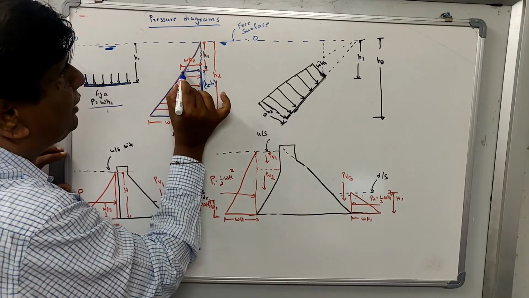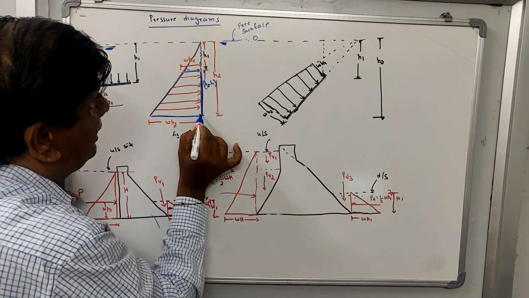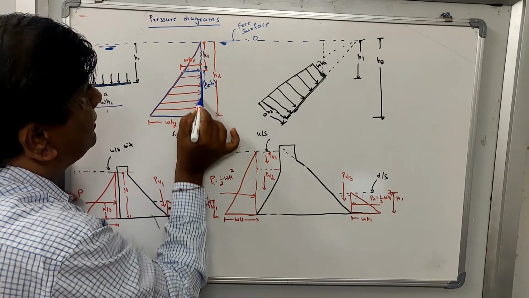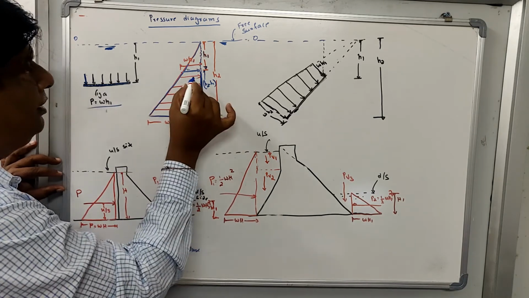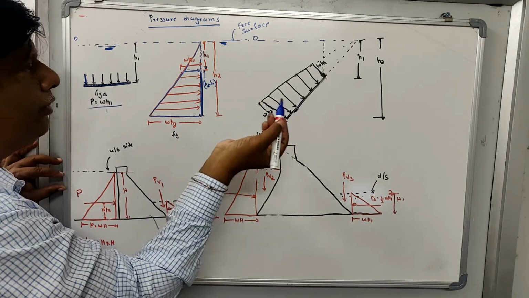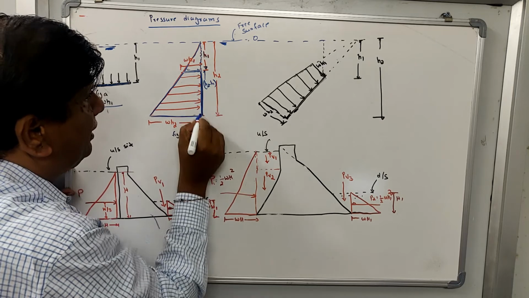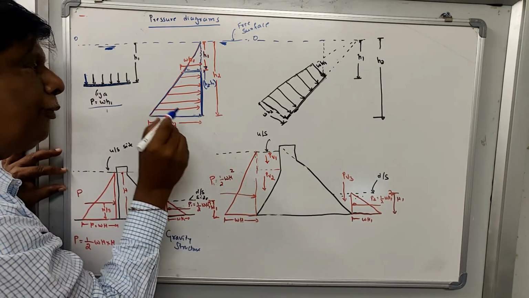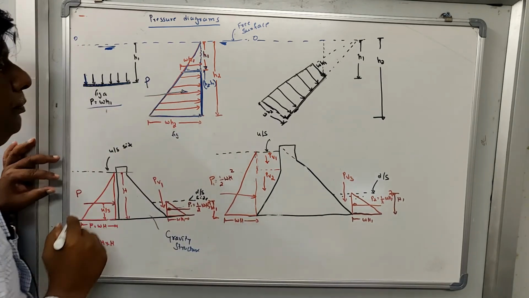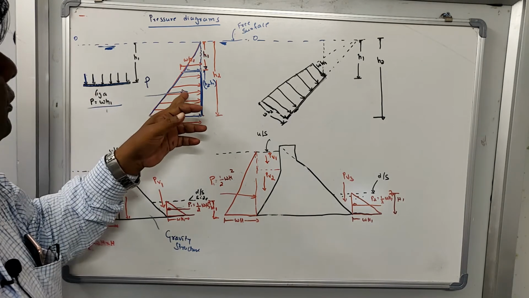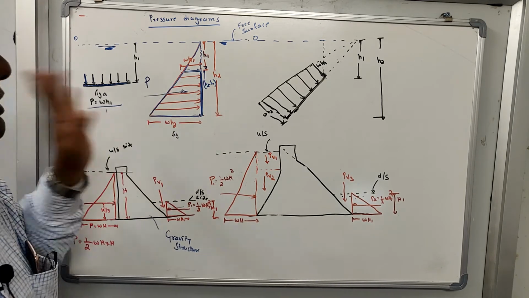So once you know the pressure intensity at the top and at the bottom, this is of irregular rectangular shape. You calculate the total force, that is, the area of this multiplied by 1 multiplied by the unit weight of water, which is the volume of this figure multiplied by the unit weight of water. That gives you the total force P, and its point of application is going to be at the CG of this.